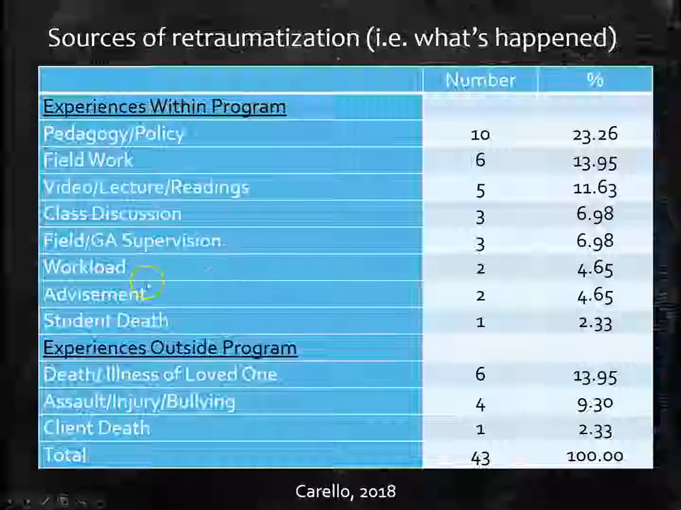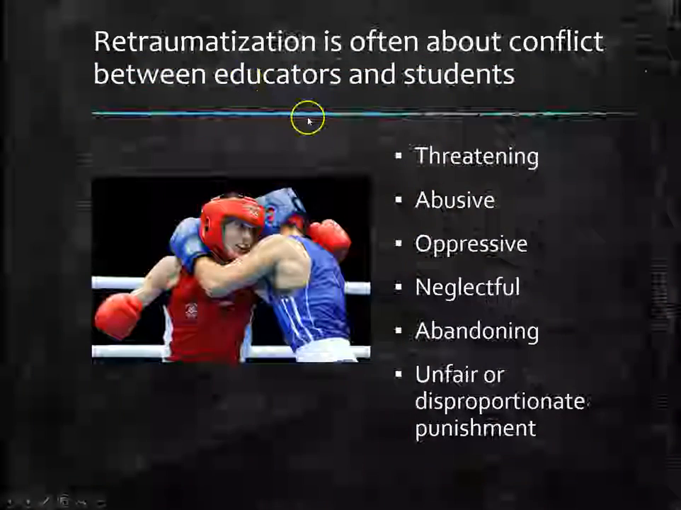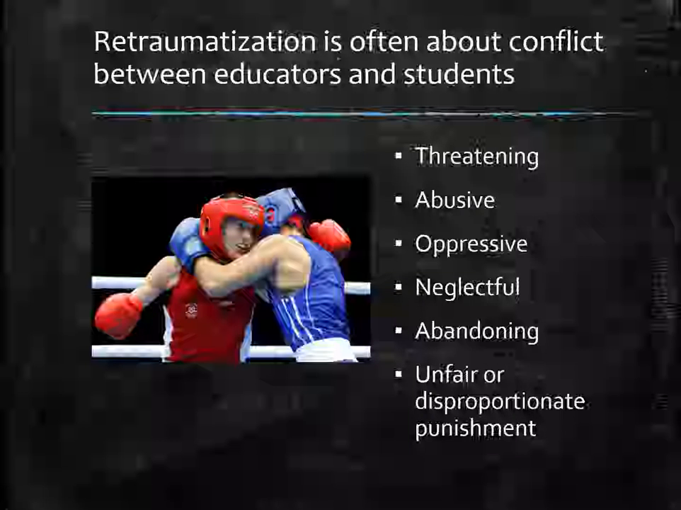And so when I looked at all of these, a lot of them had to do with interpersonal conflict, right? That these kinds of things were happening in relationship. And so the source of the trauma wasn't just content, right? It really had to do with conflict between educators and students in many cases, particularly if somebody perceived this experience as threatening, abusive, oppressive, neglectful, abandoning, right?